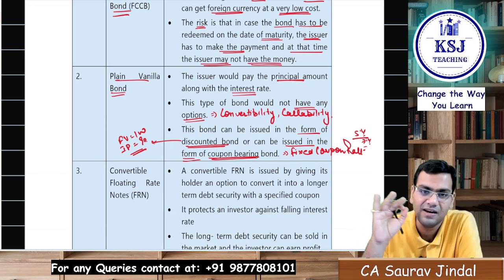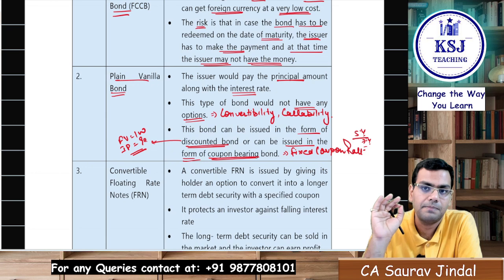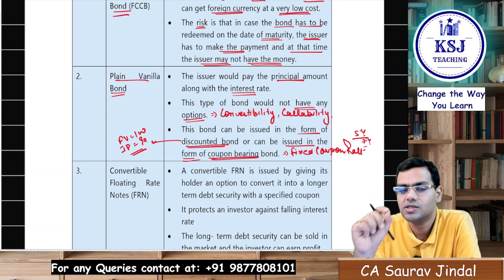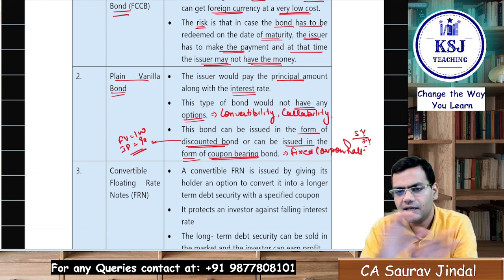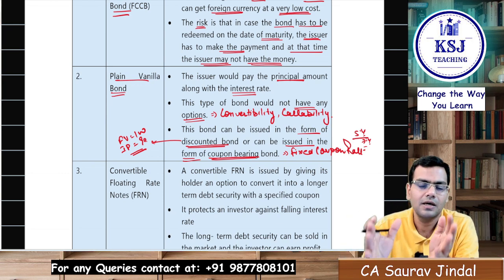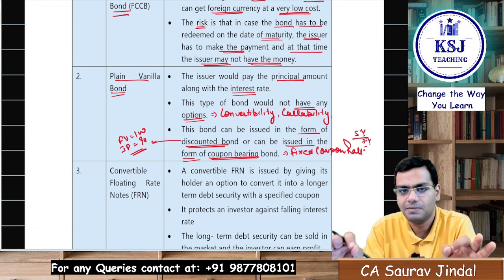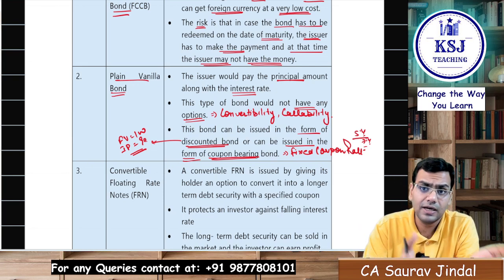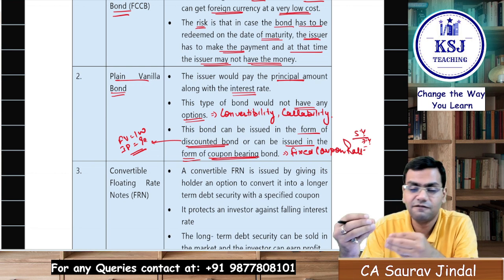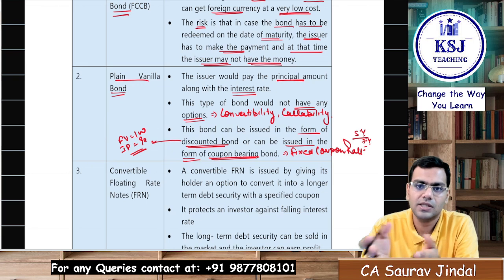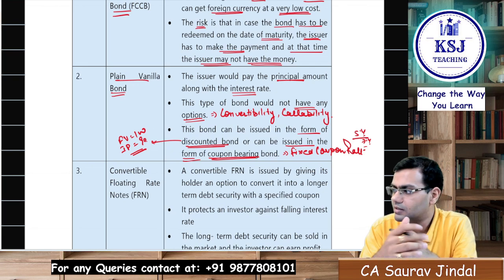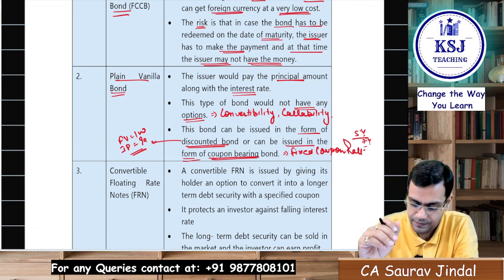That is a plain vanilla bond in which the principal amount along with the interest is to be repaid, and there is no option, no callability, no convertibility, nothing is there. No options are available for the bond. It will be available for the time period, right? It can be issued at a discount and it can carry a fixed coupon rate that, okay, this is the interest that you will be getting. This is the income that the investor will be getting.